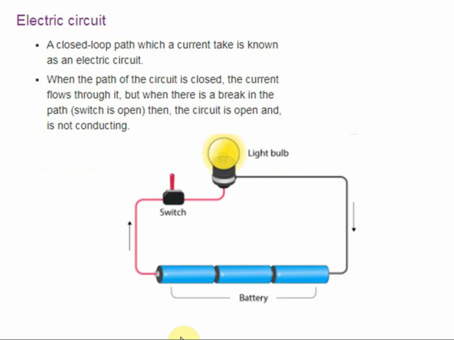Next we have the electric circuit. In the previous classes we have studied what a circuit is: a closed loop path through which current passes continuously is known as an electric circuit. You can see here in this figure, when the path is closed, the electricity flows through it and it forms a perfect circuit. But whenever the path is broken or the switch is open, electricity will not pass and the circuit will not be completed.